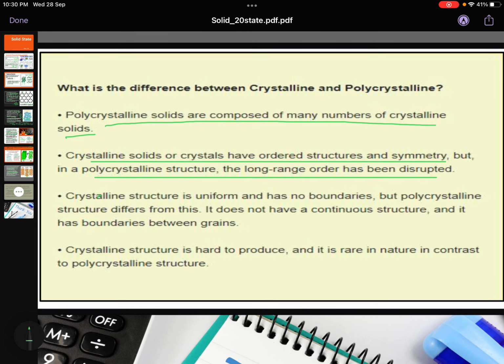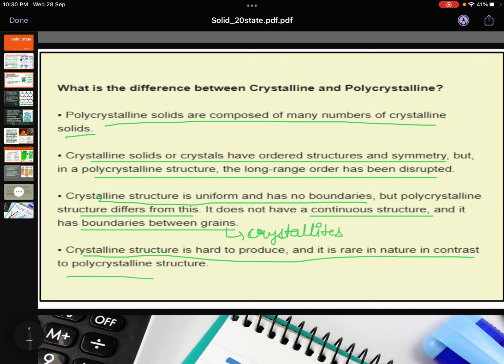The next point is that a crystalline structure is uniform and has no boundaries, but a polycrystalline structure differs from this. It does not have a continuous structure and it has boundaries between grains. Grains are the crystallites from which the polycrystalline solids are made, so they are also called grains. The crystalline structure is hard to produce and it is rare in nature, in contrast to polycrystalline solids. Crystalline solids are very rare in nature, but polycrystalline solids can be easily found.